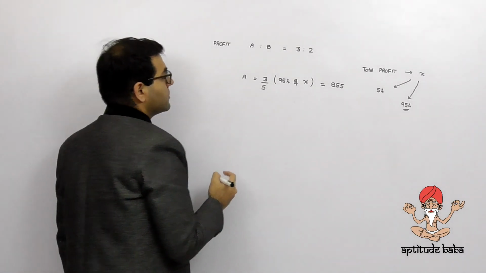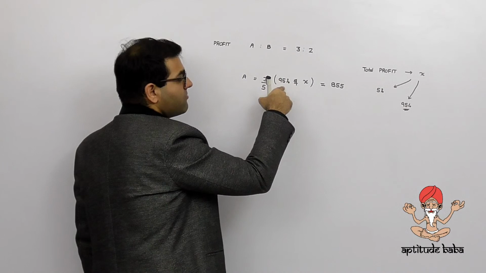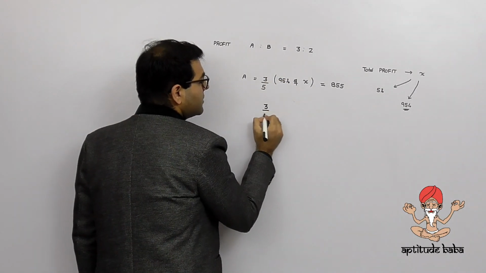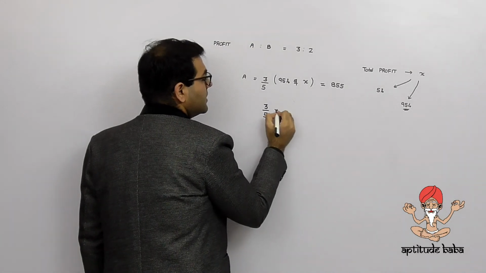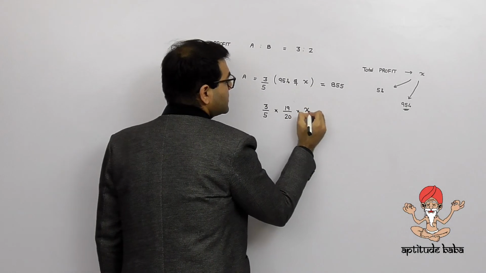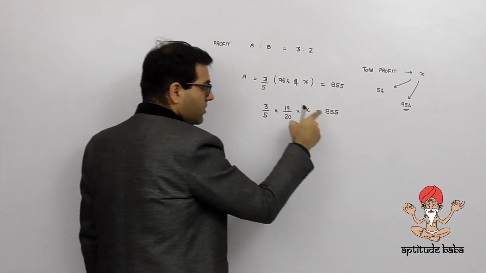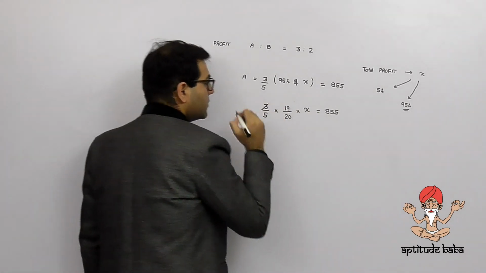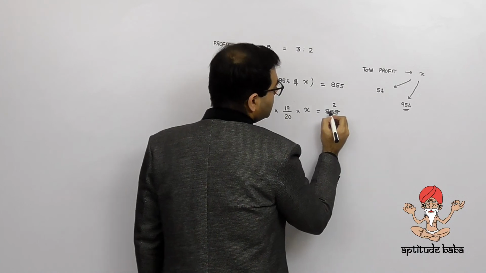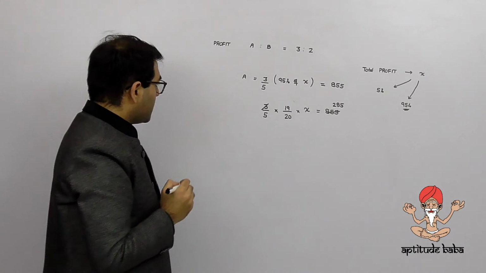Let us simplify this equation. This 95% can be represented as 95 by 100, which is nothing but 19 by 20. So can I rewrite the equation as 3/5 into 19 by 20 into x is equal to 855. First, let's cancel 3 and 855. So what do we get here? 3 twos are 6, and then I'm left with 285. So 285 is what I am getting here.